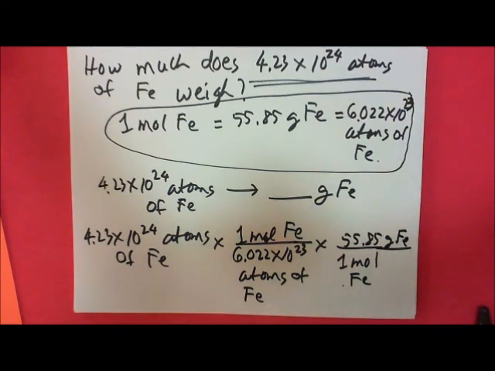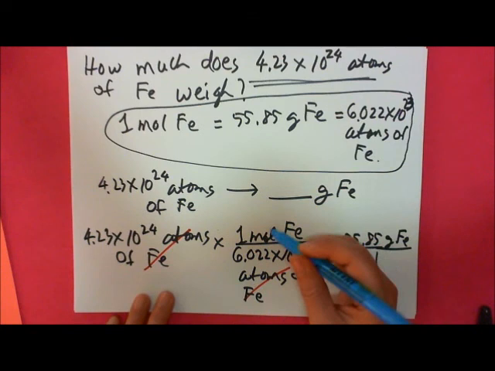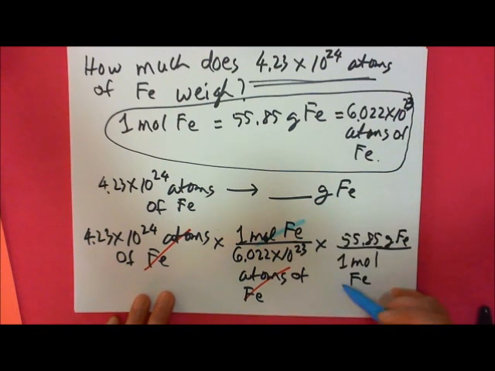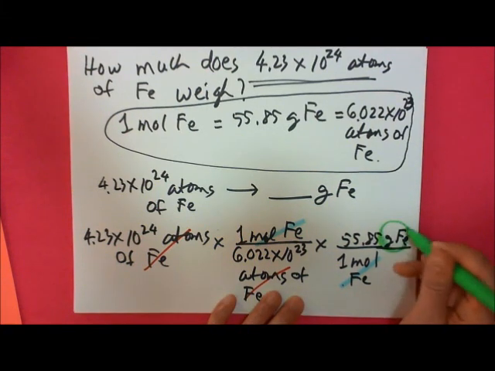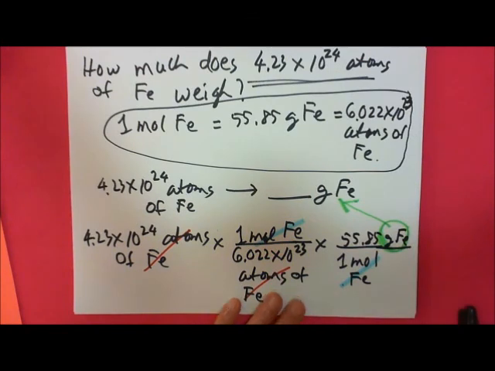So you've got atoms of iron canceling atoms of iron. And then I look over here and I notice I've got moles of iron canceling moles of iron. The only thing I have left at the end of the problem is grams of iron. And what was I trying to get to? I was trying to get to grams of iron. So I'm good to go.